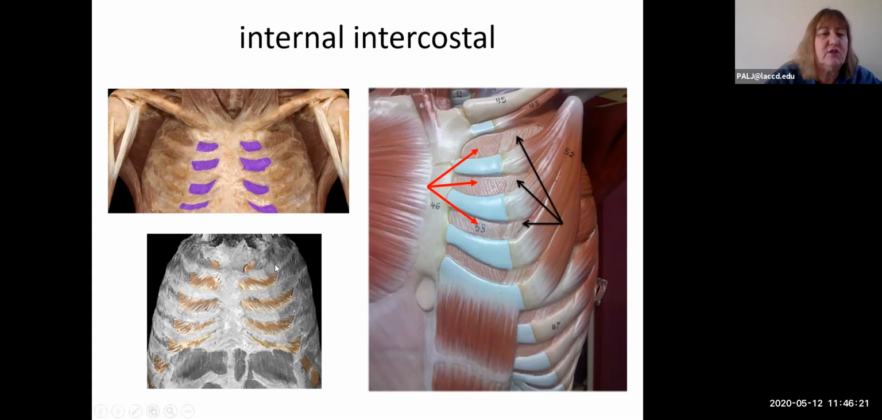Want to bring your attention to the lower left quadrant. That is a picture looking from inside the chest cavity. So you're still looking for the same directions. If they were like this, they would be external intercostal. And because they are like this, they are internal intercostal muscles. Notice intercostal spelled correctly on this slide, so that's a good thing.